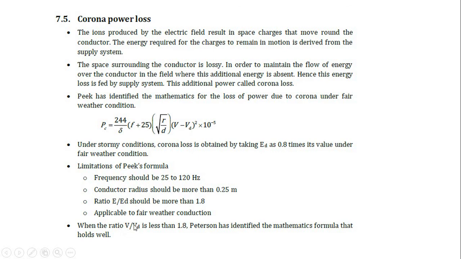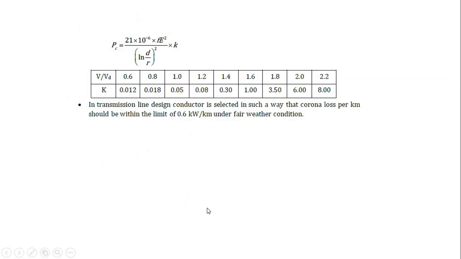When the ratio of V and Vd is less than 1.8, Peterson has identified a formula that holds well for the corona power loss, and the equation is 21 into 10 raised to minus 6 f E square upon K ln D by R square, and its unit is also kilowatt per kilometer per phase. This is a table for taking the value of K for different values of the V by Vd ratio.